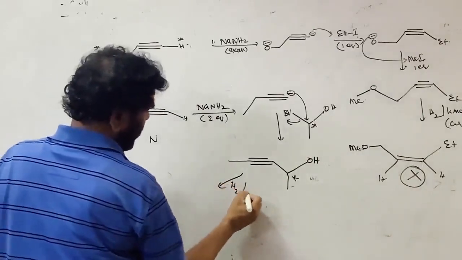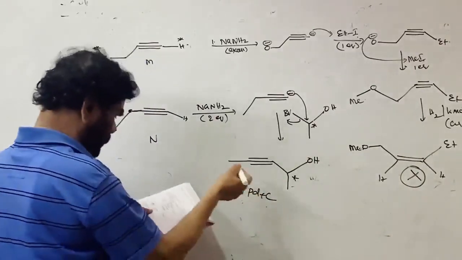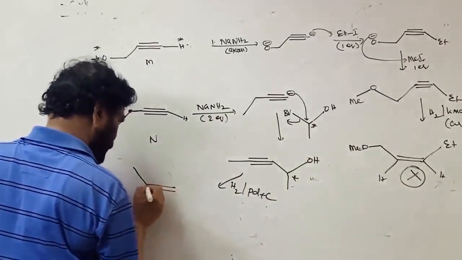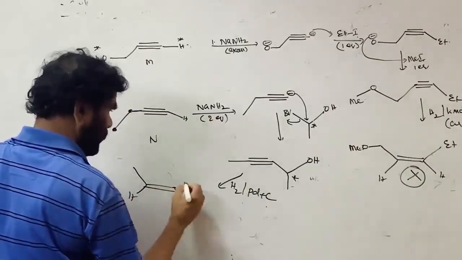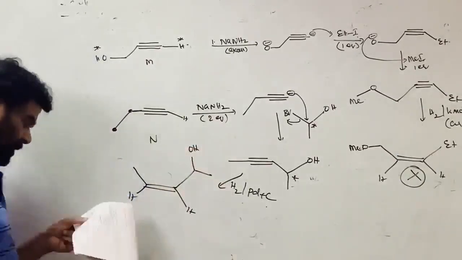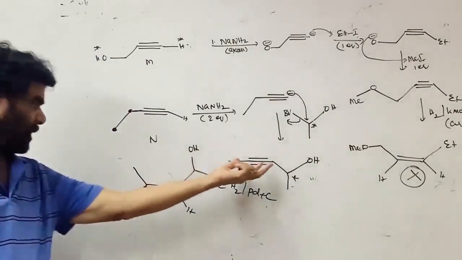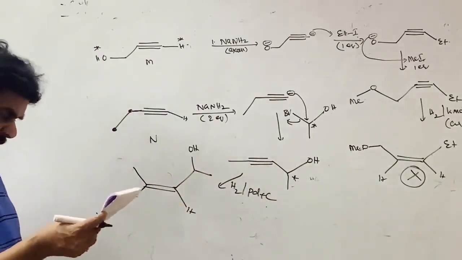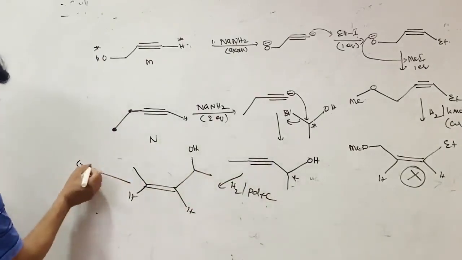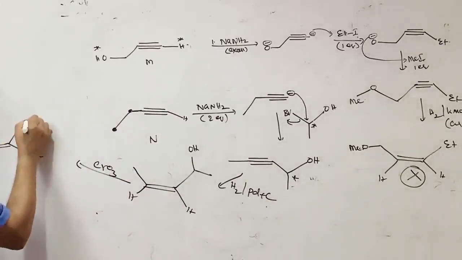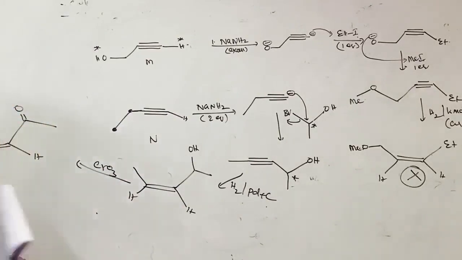Now it is treated with hydrogen in the poisoned palladium catalyst, same partial hydrogenation. This is cis. The triple bond is converted into double bond, cis hydrogenation. And next CrO3, oxidation of the alcohol. This is the hydrogen, this is the double bond CH.